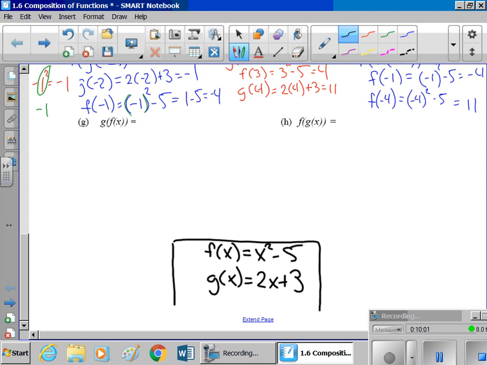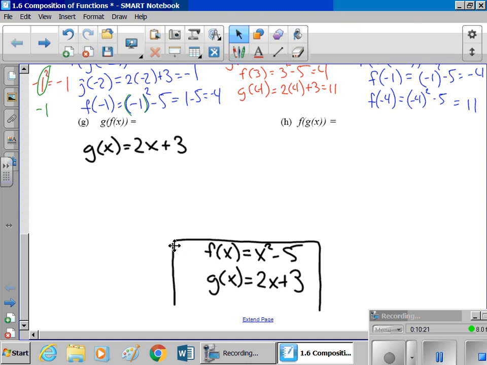So we're going to start with f of x, and we're going to place f of x. So think about it like, if you take the whole thing and put it in parentheses and place it where the x is in the g of x. So let's write down g of x first. So g of x equals 2x plus 3.